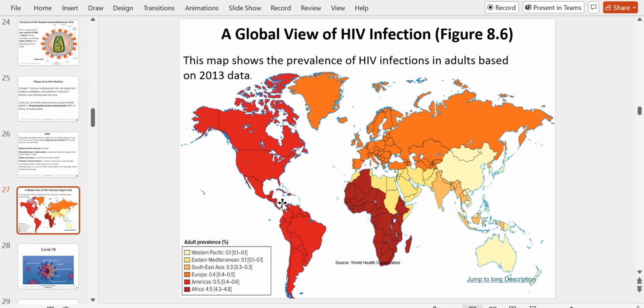Global view of HIV infection. This is quite dated, but you'll see where the majority of cases are. HIV initially was in the equatorial regions, but then it spread around the world. It is also a pandemic, just like COVID.